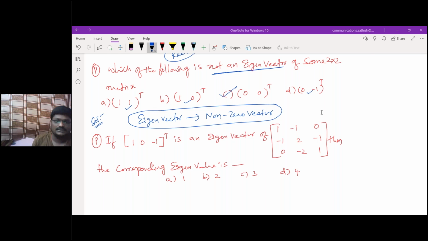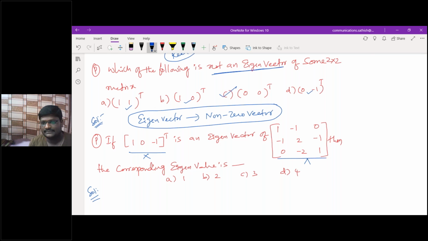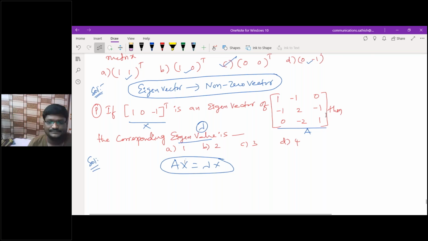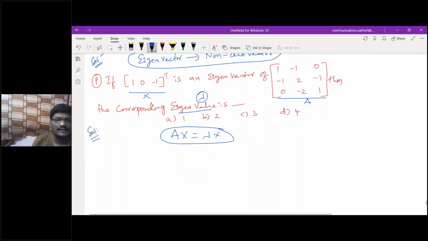Directly you can go with the definition. You know the definition. They have simply given the eigenvector, this is X, and the matrix they have given is A. And they are asking the eigenvalue lambda. This will happen with Ax equals lambda x, that you know. Am I correct? Then the lambda value you need to calculate. Am I correct or wrong?